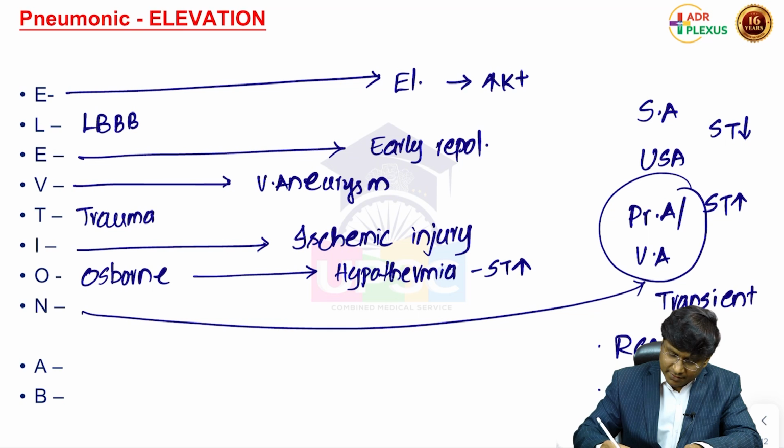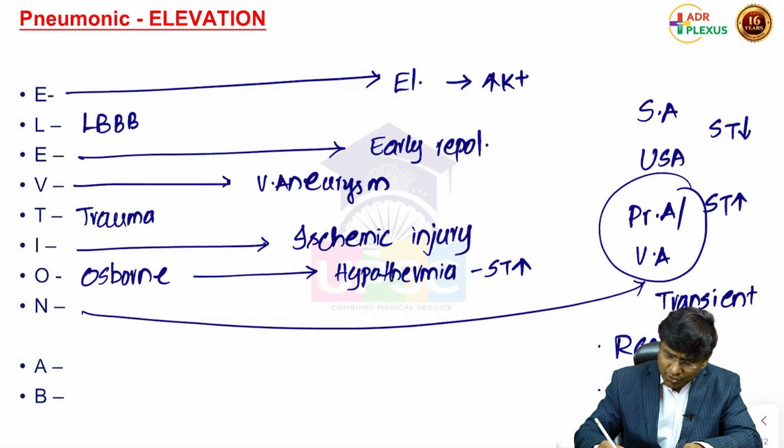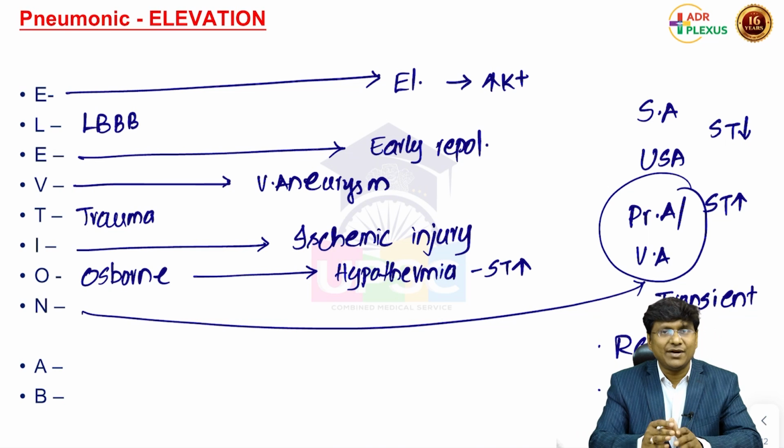And Prinzmetal angina is more common in females, and that too in individuals with Raynaud's phenomenon, right? And in those individuals who are consuming ergot alkaloids, in them also Prinzmetal angina or variant angina is very common. And during the episode of the chest pain, if you do an ECG, you will notice that there is ST segment elevation.